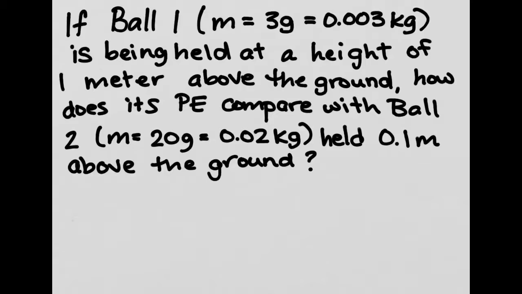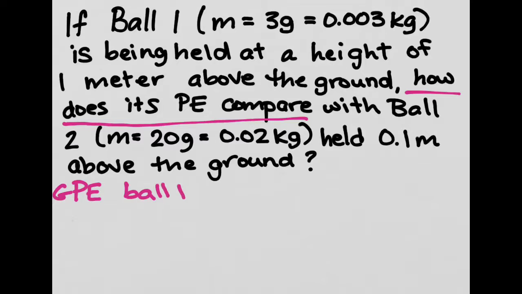Let's think about our strategy. What is the question asking us? The question is asking us, how does its PE compare? So we have two different balls, ball 1 and ball 2, and the only thing we need to know about either of them is their PE, or their gravitational potential energy. So to figure out what I need for this, I have decided that I need my equation of potential energy, or gravitational potential energy, and I need it for ball 1 and for ball 2.